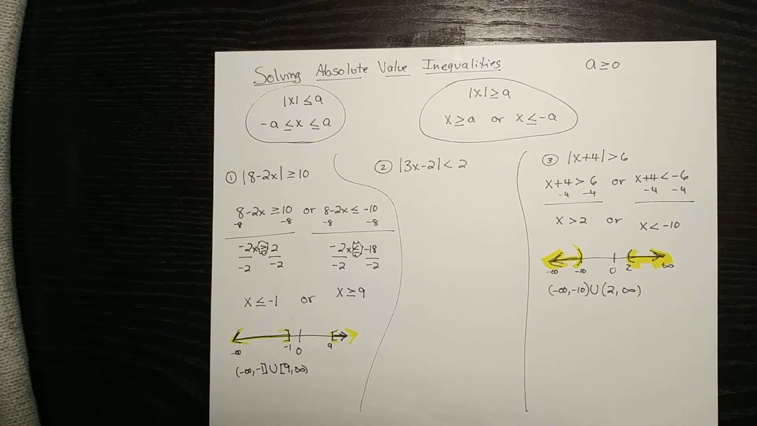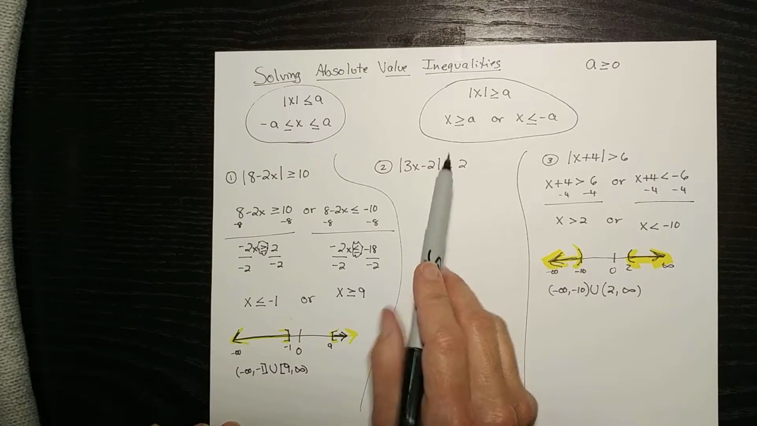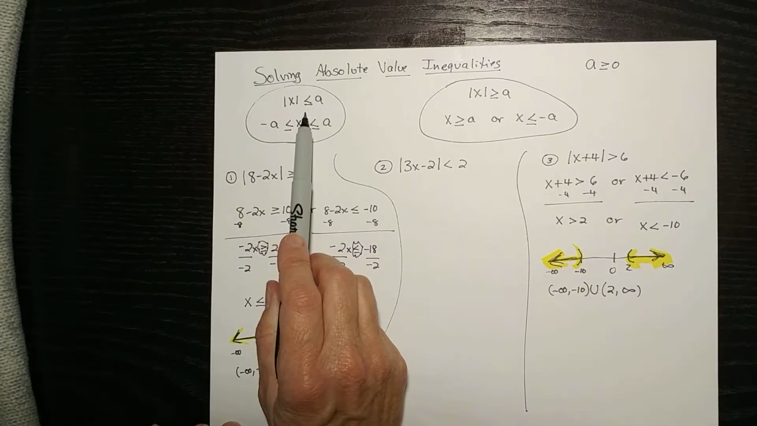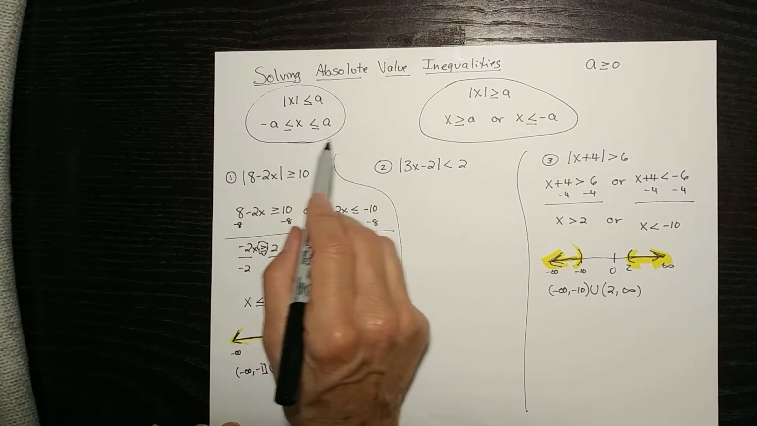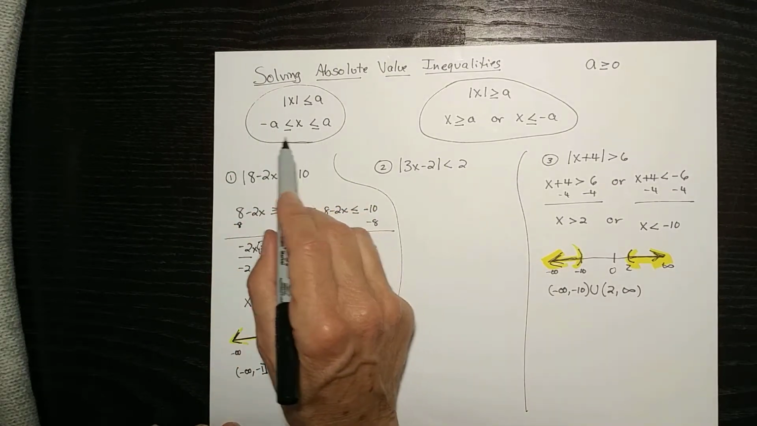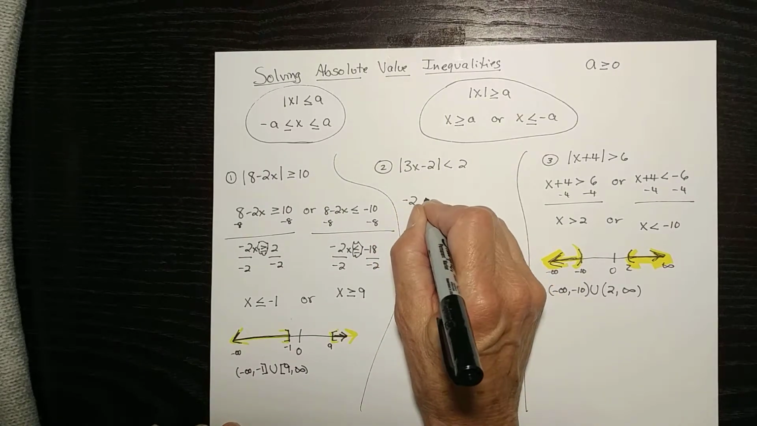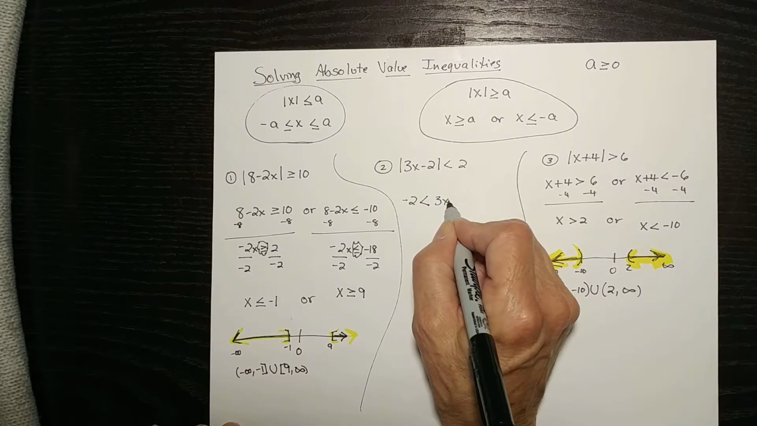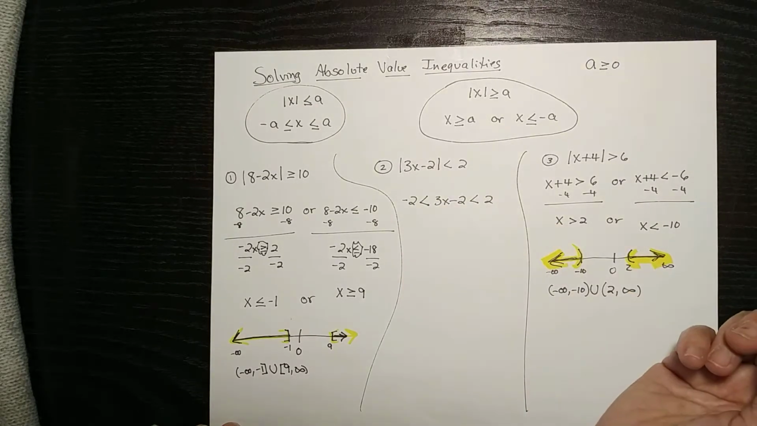Okay, for number 2, we're going to use the other rule because we have a less than. So when we have a less than or equal to, we will use this rule over here. When we remove the absolute value sign, we set up this compound inequality like this. The opposite of 2 is less than the expression without the absolute value symbols, 3x minus 2, is less than 2, which is just the A.